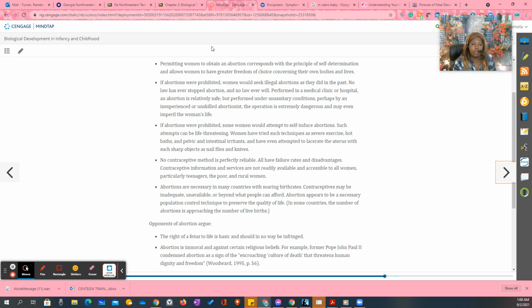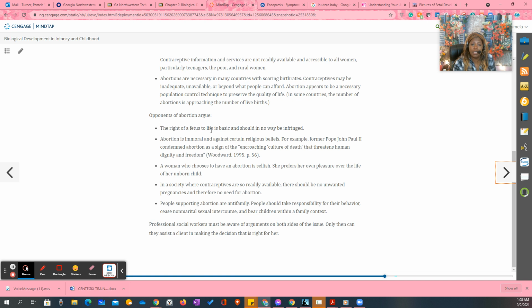The people who oppose abortion say the right of the fetus, the right to life, is basic and should not be infringed. They believe it's immoral according to the Bible. A woman who chooses to have an abortion is selfish. She prefers her own pleasures over the unborn child. And in a society where contraceptives are readily available, there should be no unwanted pregnancies.